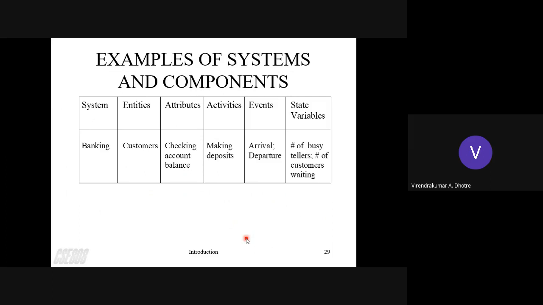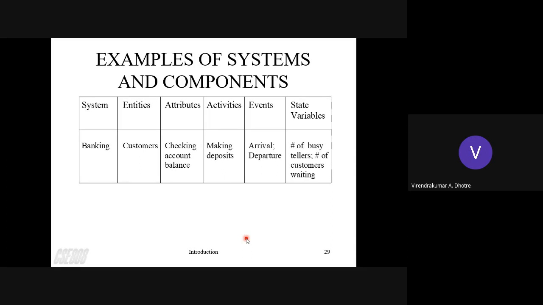System and components: banking systems. Entities, customers are the objects or entities which are present in the banking. Attributes: we can check account balance, we can deposit money, we can withdraw money. Activities, that is, making deposits. Events: arrival and departure, or starting of use of the banking system, and closing. Up to that, whatever we perform, those will be called events.